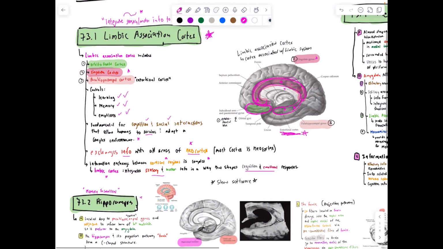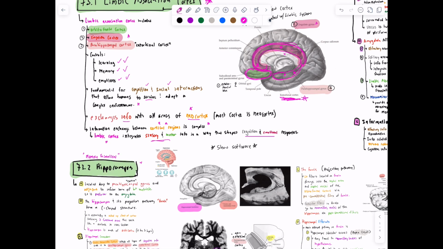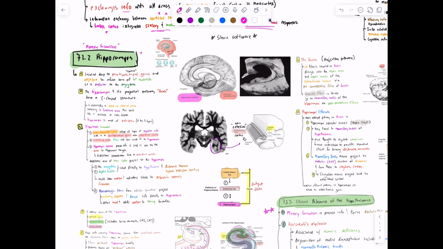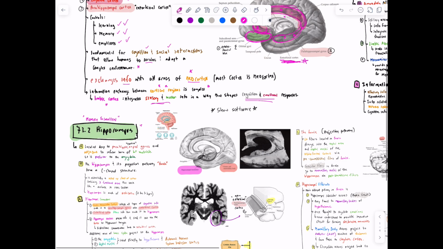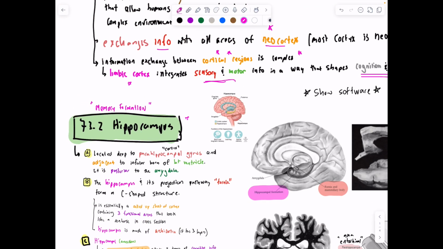All right, and limbic association cortex, it's integrating information, talking to different parts of the neocortex, right? Most of the cerebral cortex is neocortex, 6 layers, integrating sensory and motor information to shape cognitive and emotional responses, okay? Then we started to look at the hippocampus just quickly, but it's located deep to this perihippocampal gyrus, and it kind of looked like this weird wrapped around thing right here, and we saw that here's the body of it, and then it had this extension coming off of it that was the fornix.